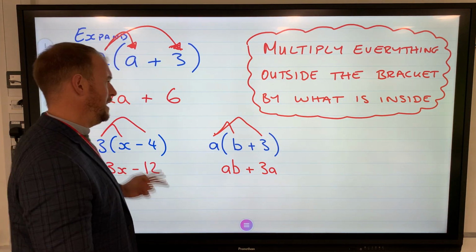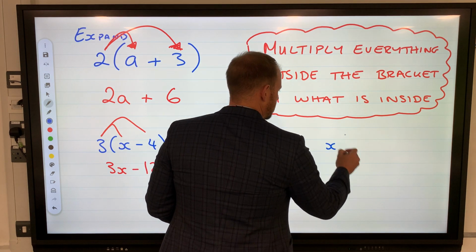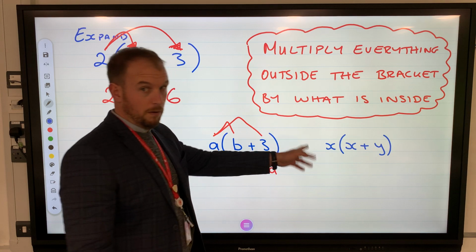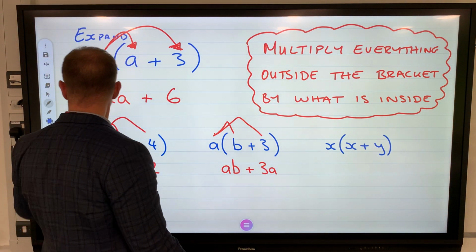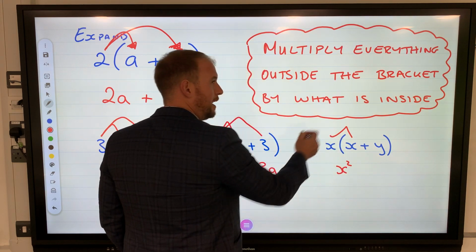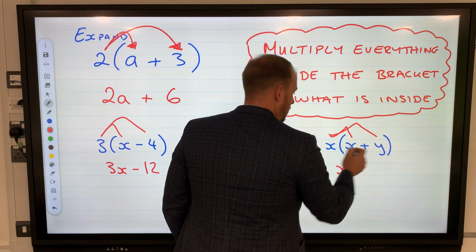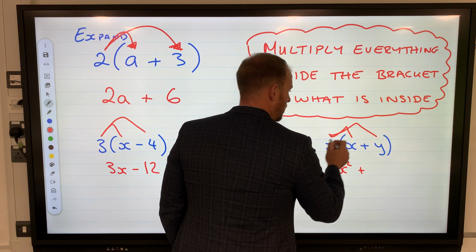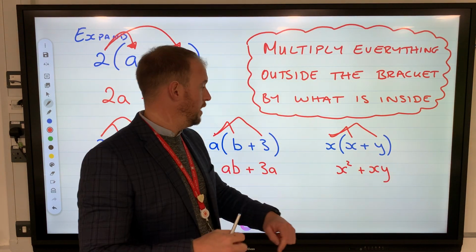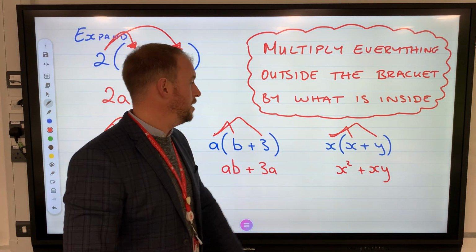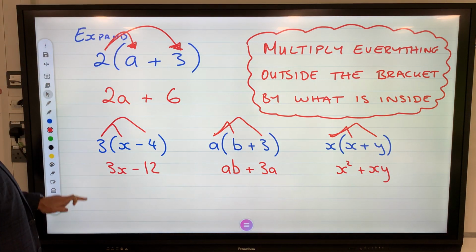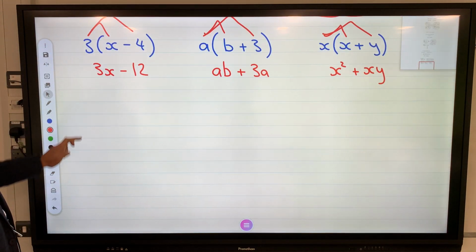How about if I had the same letter then? If I had x and then x plus y. Now it looks a bit more complicated. However, x times x is x squared, a number by itself times itself is squared. Plus and a plus makes a plus. x times y would be xy. Remember, your x's are 2 c's back to back, otherwise it would be a times sign. So these are expanding single brackets.